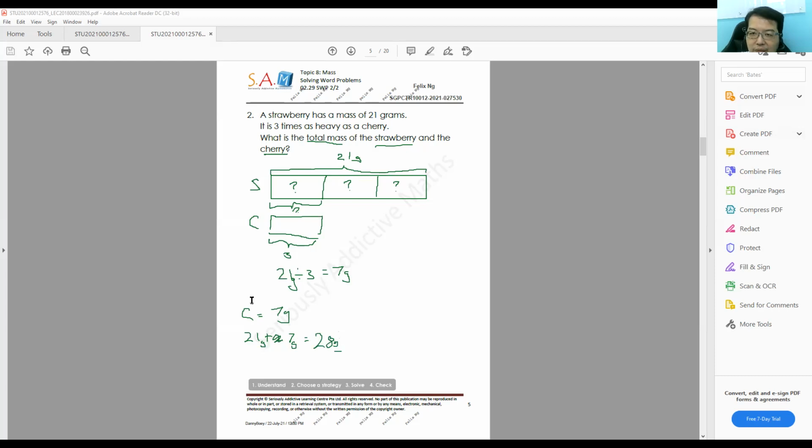Okay, and of course, finish up with the statement. The total mass of strawberry and cherry is 28 grams. Okay, please pause if you need to.